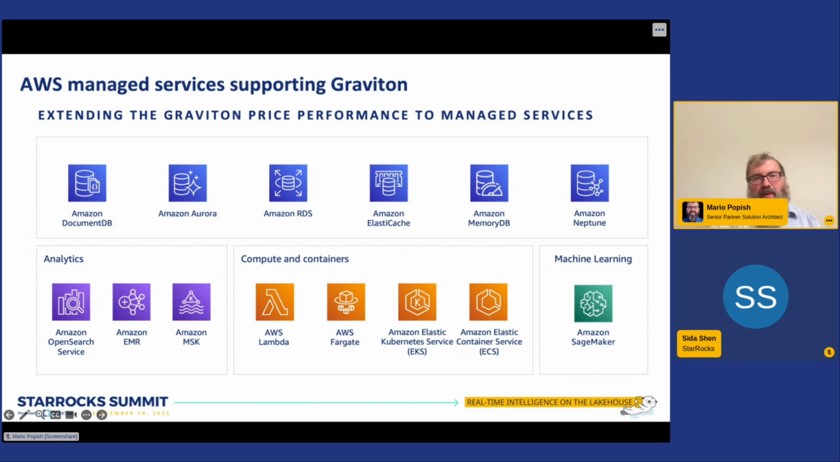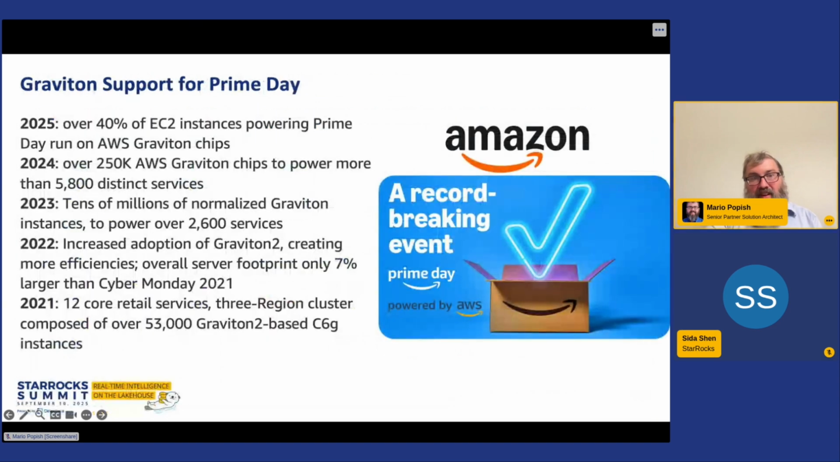Those are really cool. I want to talk a little bit about Amazon's own use of Graviton, because this is a story that's grown over time and it has some impressive numbers in it. I know the StarRocks numbers were pretty impressive as well, so I'll keep this pretty short, but we started using Graviton on the retail side of Amazon in 2021.